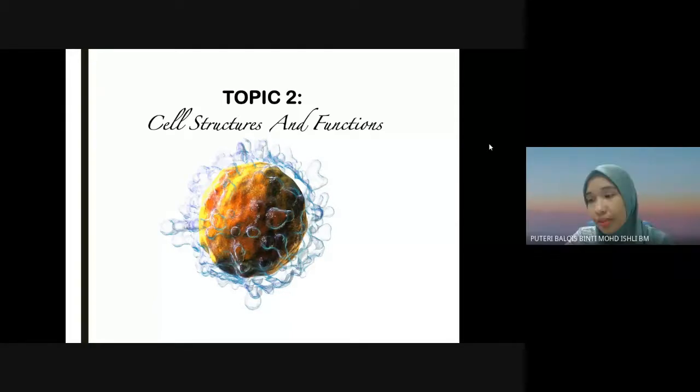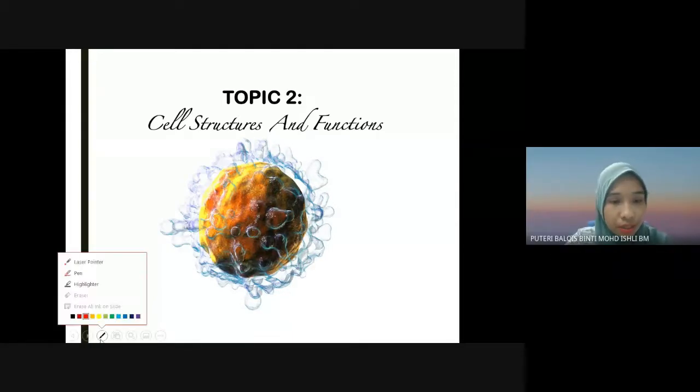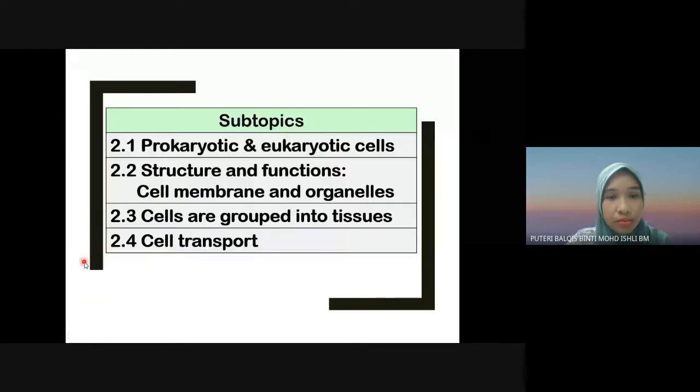Alright. Okay, so topic 2, cell structure and functions. We're going to cover 2.1 prokaryotic and eukaryotic cells, structure and functions, cell membrane and organelles. 2.3, cells are grouped into tissues. And then the last one is 2.4, cell transport.